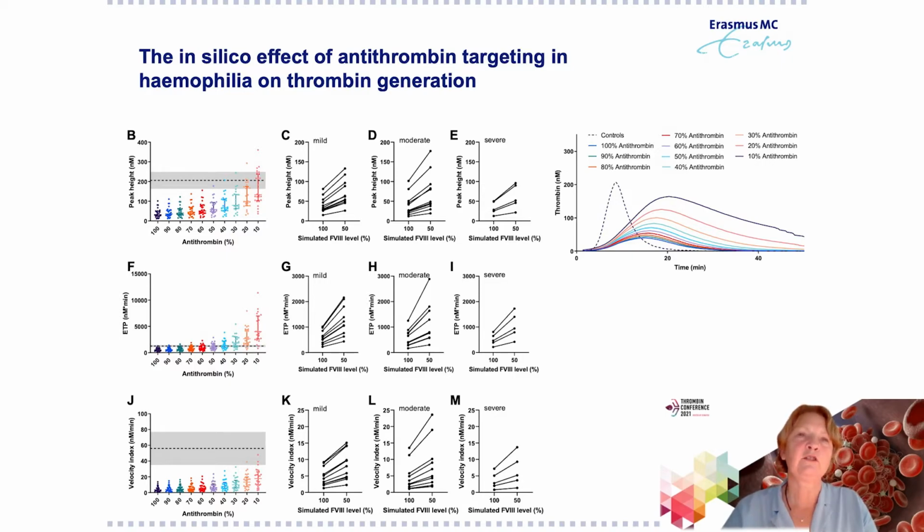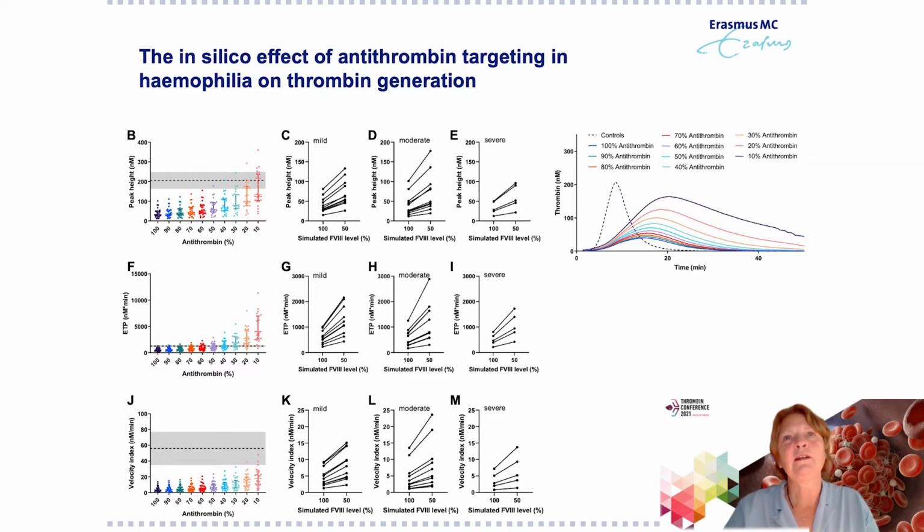And if you look at the figures below it, you should also see that the ETP and the velocity index are very low. But then if you move more towards the right in these figures, you see that by lowering the antithrombin concentration, so be aware that 100% is left and 10% is on the right, all these parameters become higher, and for many patients they end up in the normal range. Of course, lowering your antithrombin level to 10% would be a really big step, and the question is whether the clinicians would be interested in doing that. But it's to illustrate that the approach works in these patients.